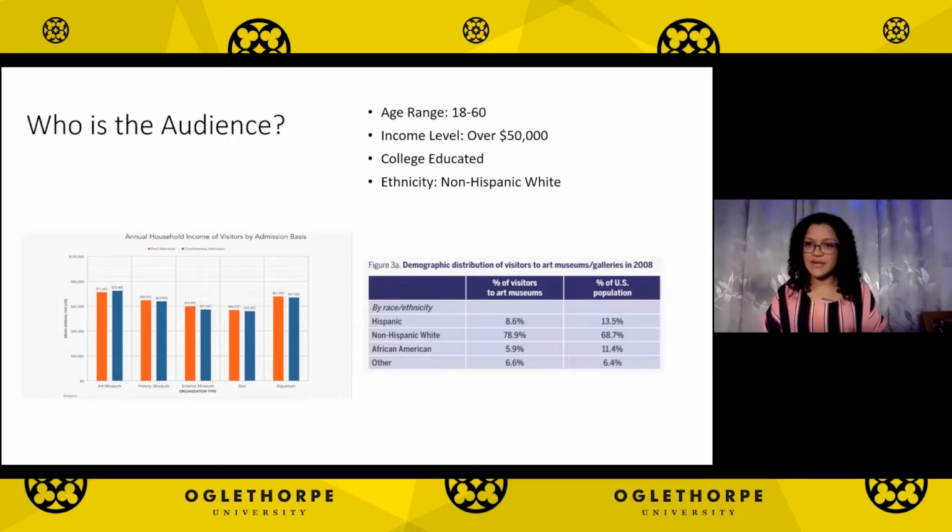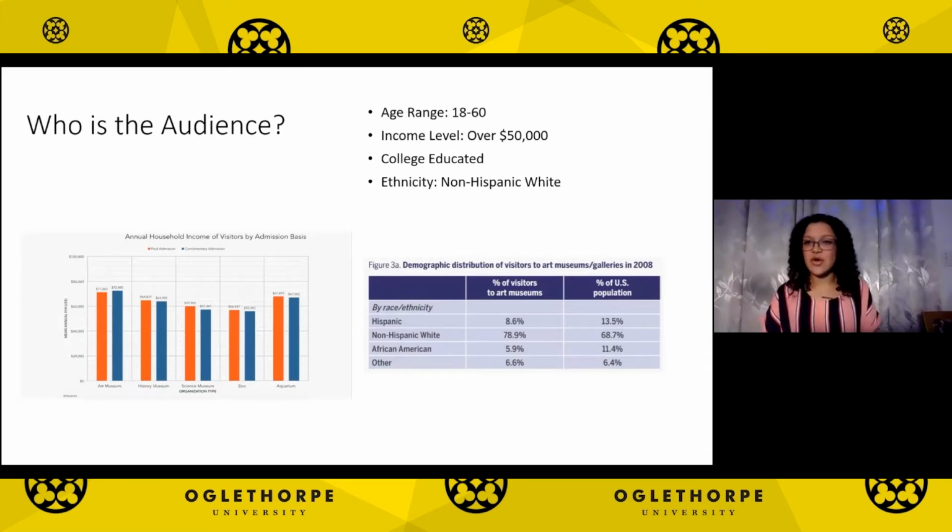We didn't have time to do a demographic of our specific museum. We did get the information from museums as a whole. And so the demographics we found was age range 18 to 60, an income level of over $50,000, as you can see on the chart to the left. And because income is highly correlated with education, we can assume college educated. And the table to the right shows the biggest percentage is non-Hispanic white.